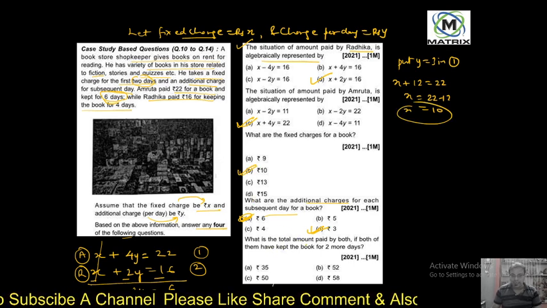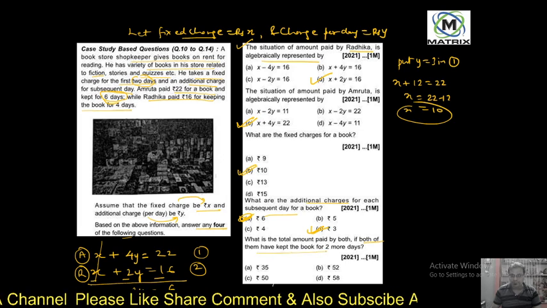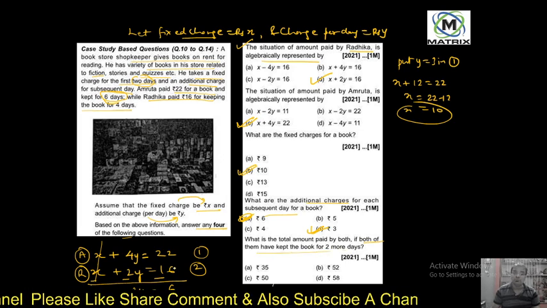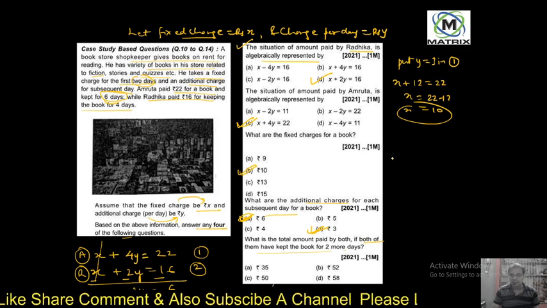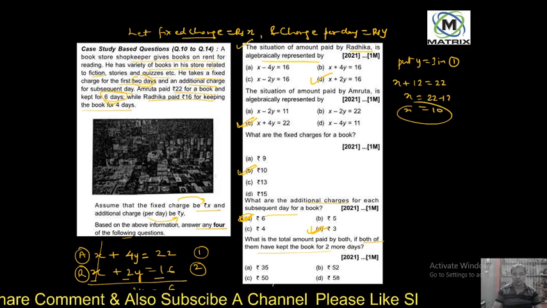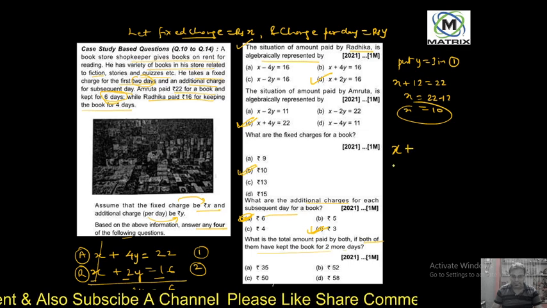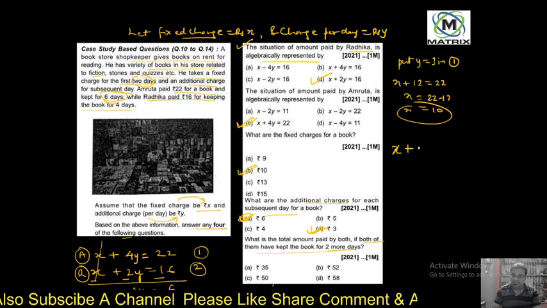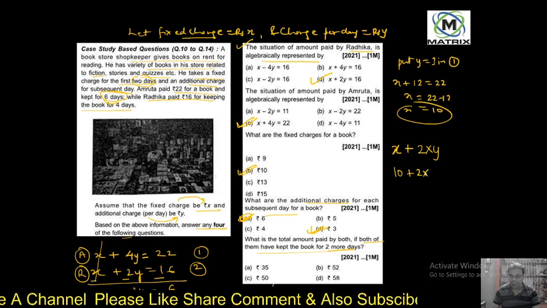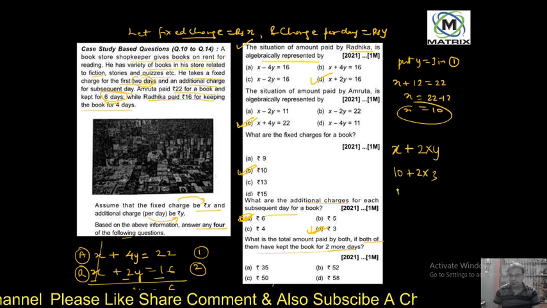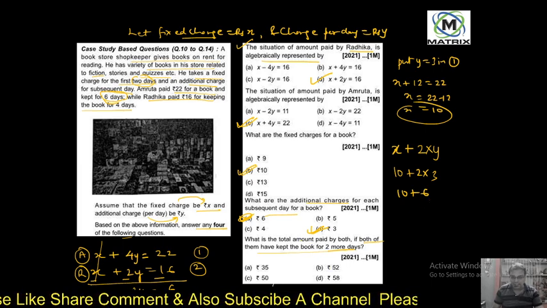Okay, what is the total amount paid by both? If both of them keep the book for 2 more days, how much amount? The first 2 days are free, so x plus, for 2 more days, 2 multiplied by y. So x will be 10 and y will be 3, so 10 plus 6.